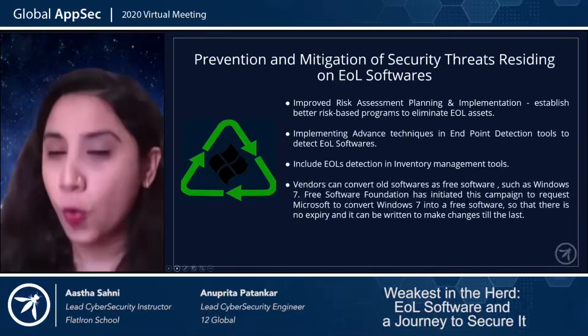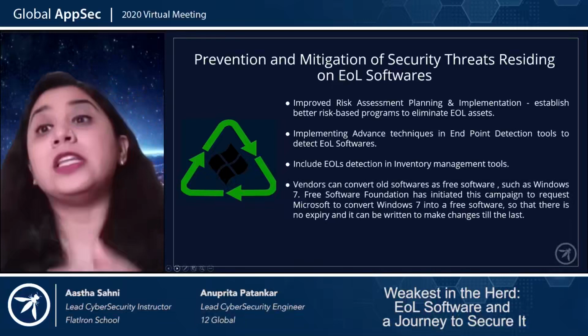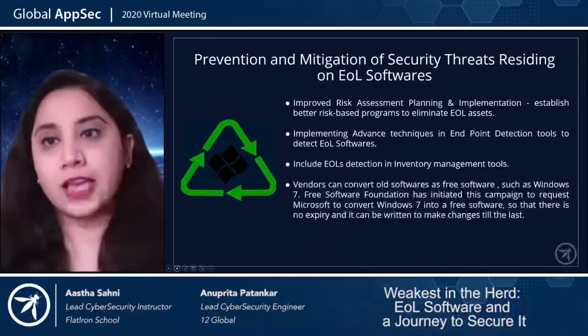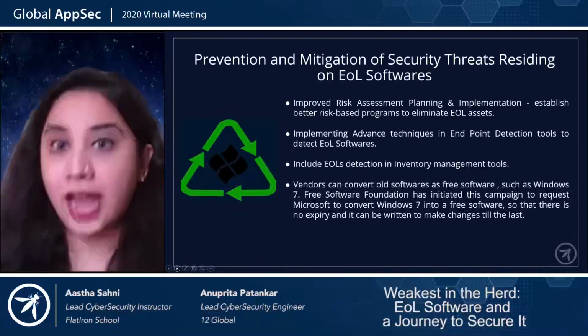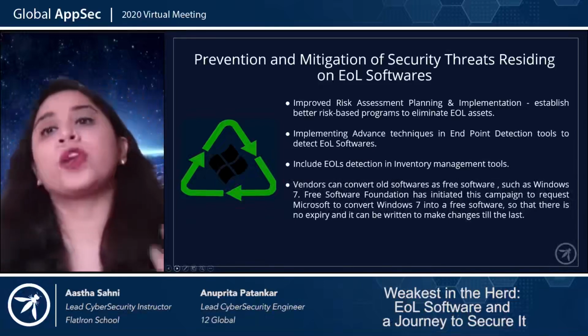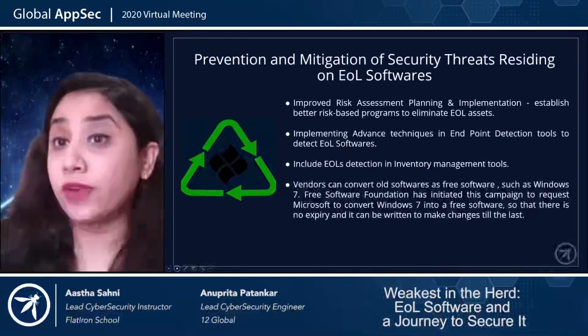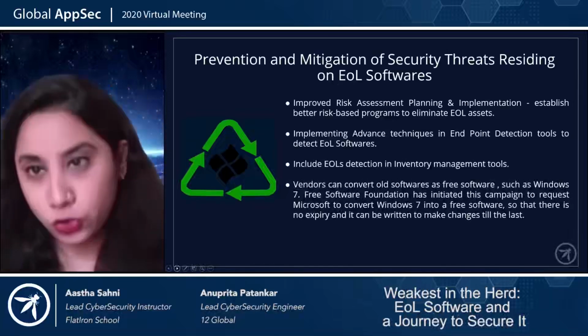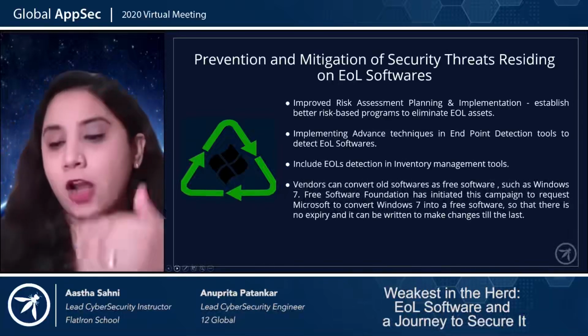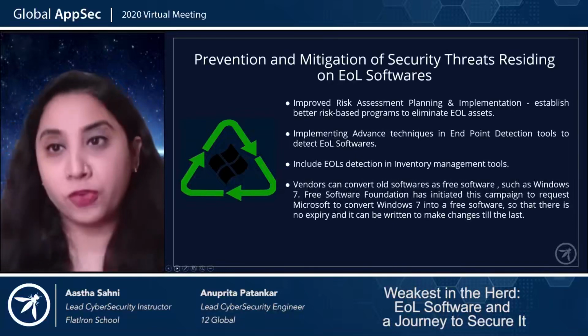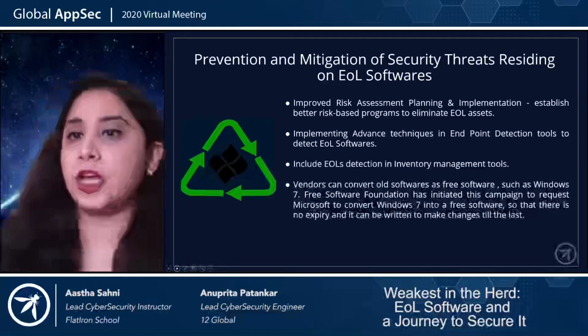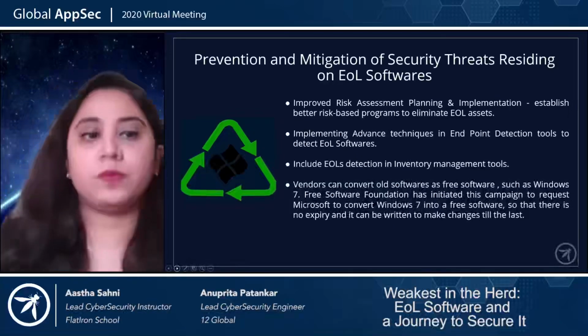Once it becomes free or open source software, we can easily patch and upgrade it throughout the life cycle, and it becomes easy to manage. So one of the mitigation or prevention strategies is to make these end-of-life software free software, so that their upgrades, their patching, and their functionality can be enhanced throughout their life.